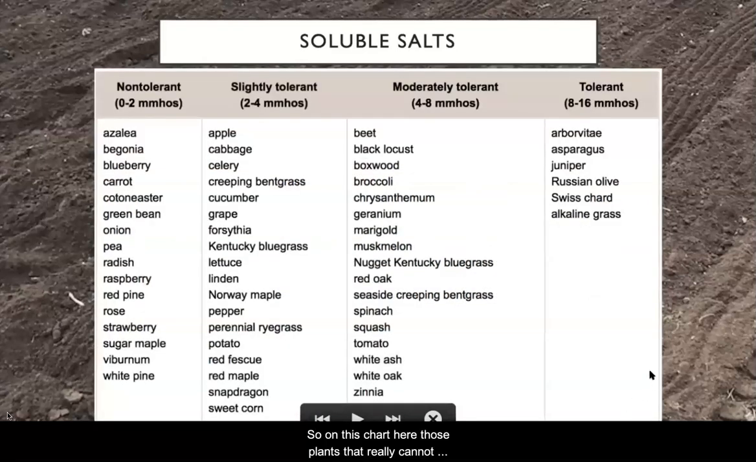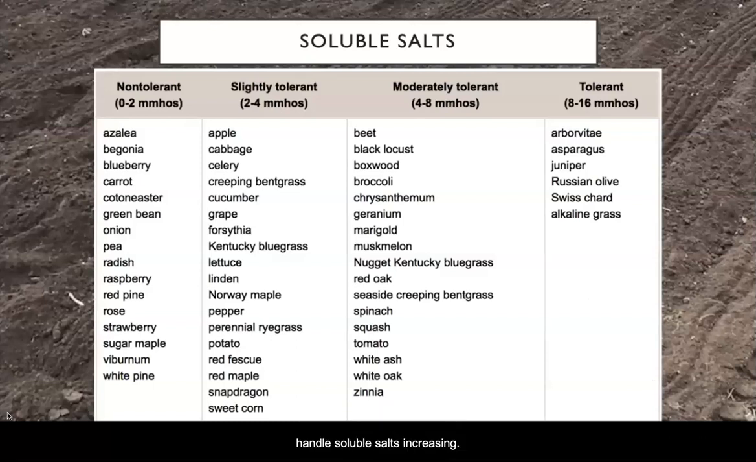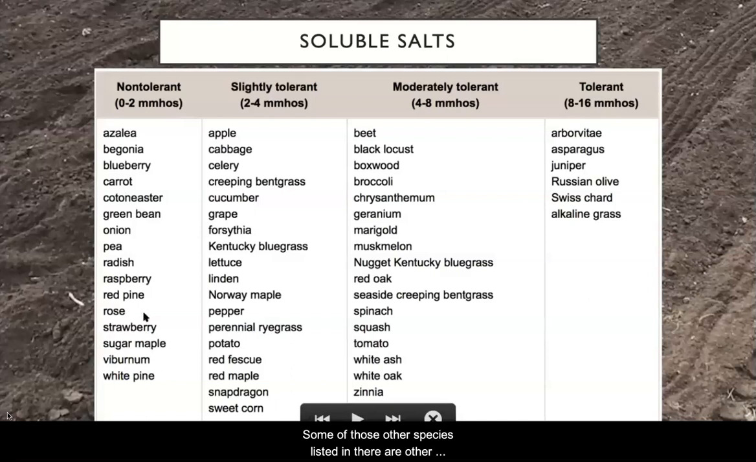So on this chart here, those plants that really cannot handle increasing soluble salts include blueberry, carrot, green beans, onions, peas, and radish. Raspberries don't like it either. Strawberries don't like it. Some of the other species listed in there are other common garden plants.